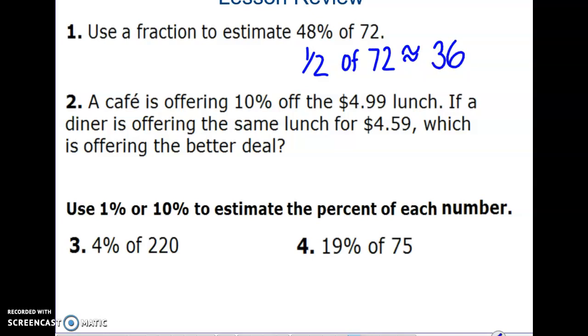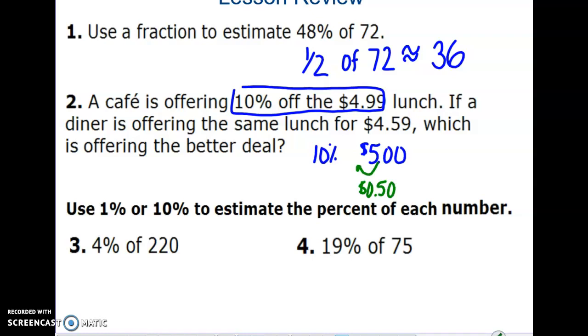All right, number 2, a cafe is offering 10% off the $4.99 lunch. If a diner is offering the same lunch for $4.59, which is going to be the better deal? If I looked at this, in my head I'm going to think of it as 10% off of $5. So 10% off would be, if I move my decimal point one place to the left, 50 cents. So 10% off, if I took $5 minus 50 cents, it would be about $4.50. The second restaurant, the price is $4.59, so the first one would be the better deal.